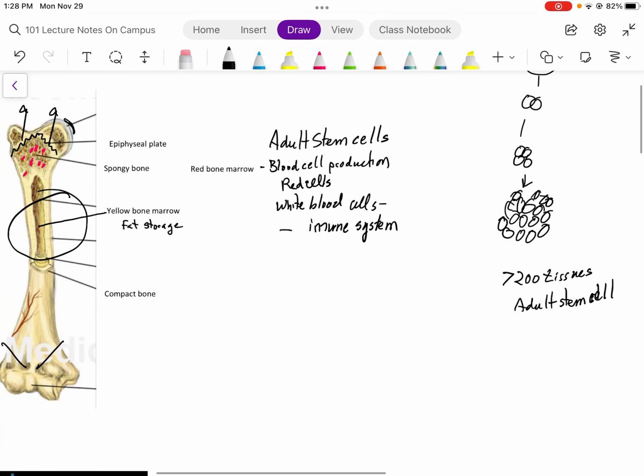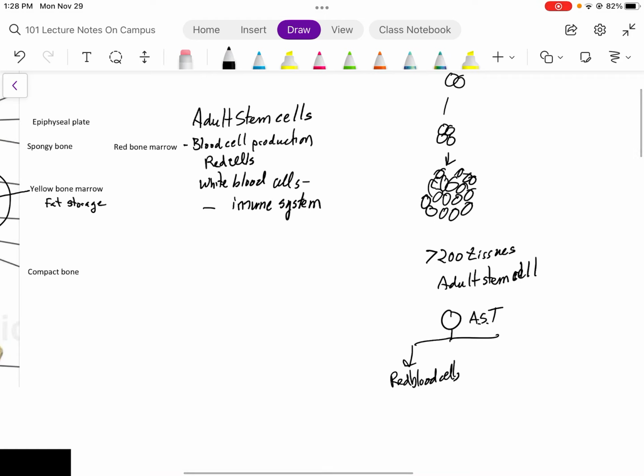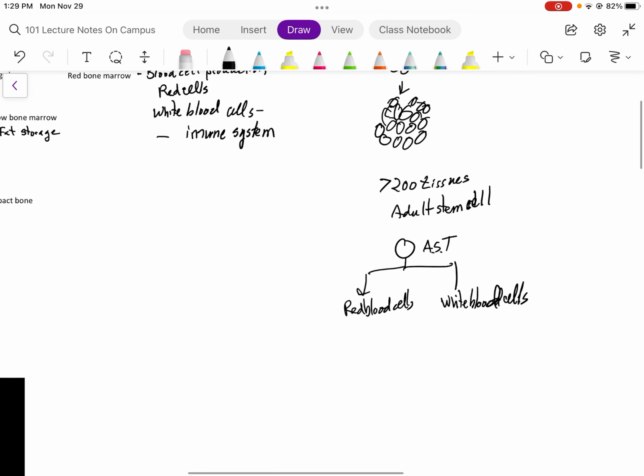And in your immune system, what you have are these adult stem cells, I'll just label it an AST, which can divide to become red blood cells. And they can also divide to become white blood cells. So these are all in your red bone marrow, right? And then these white blood cells go on to become the many different types of immune system cells.